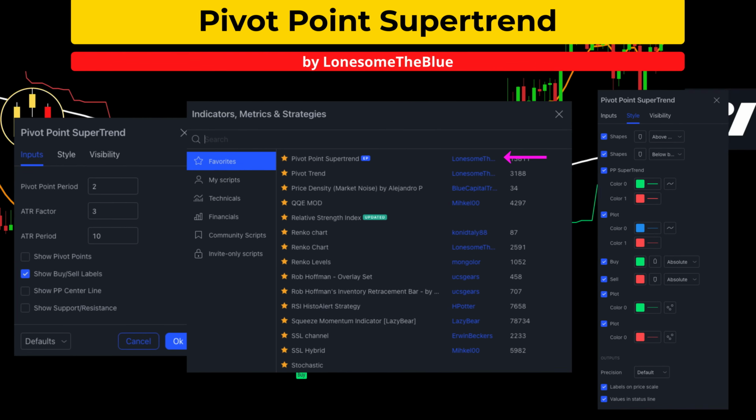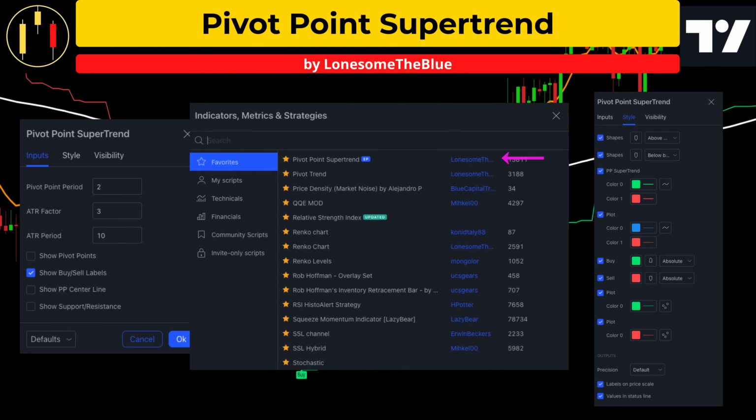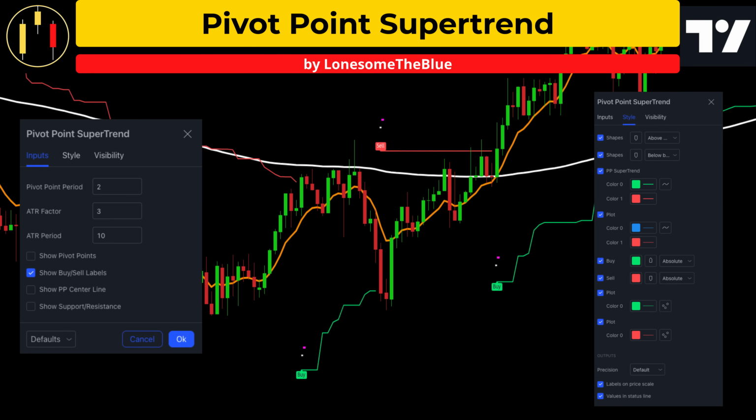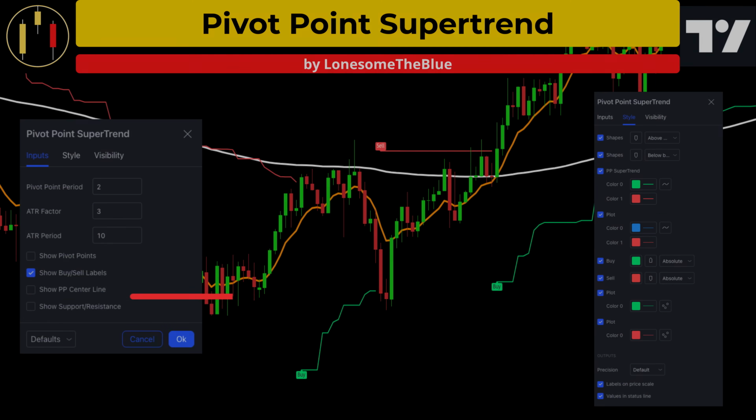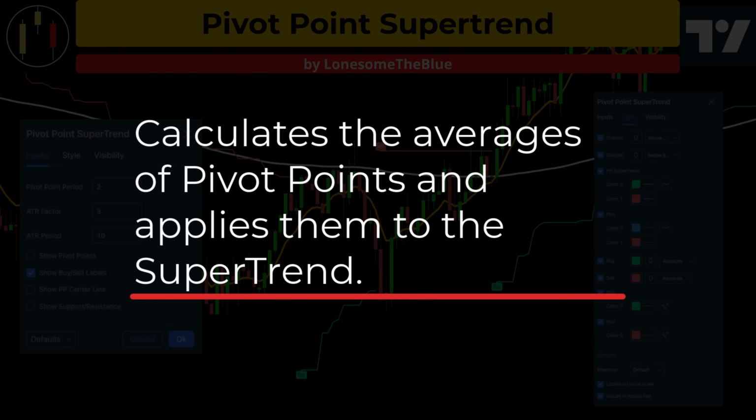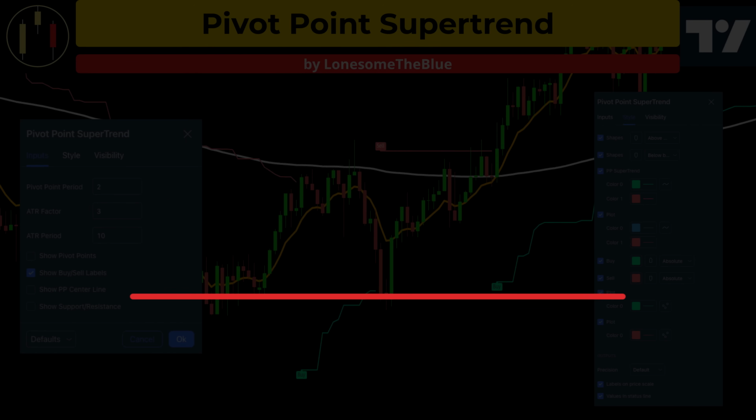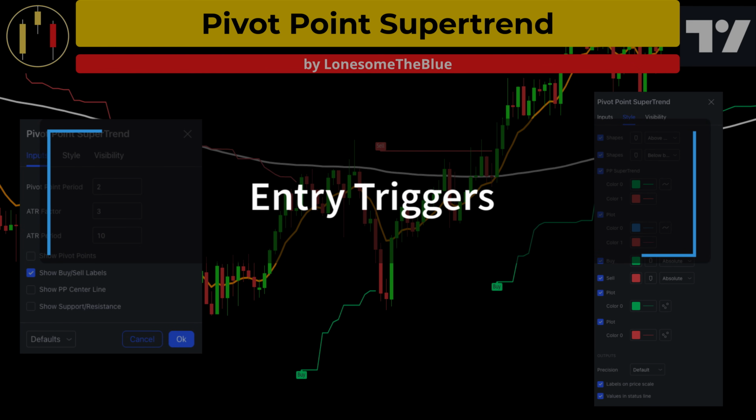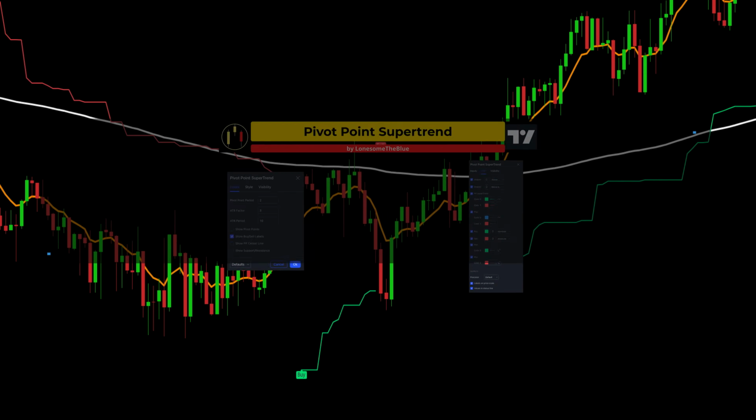The third study is the Pivot Super Trend indicator by one of my favorite PineScript contributors, Lonesome the Blue. Inputs and style will be kept at default. The Pivot Supertrend calculates previous pivot points in the market and applies an ATR value in order for the algorithm to give weight to those key market levels. In this strategy, the Pivot Supertrend will be used for entry triggers.